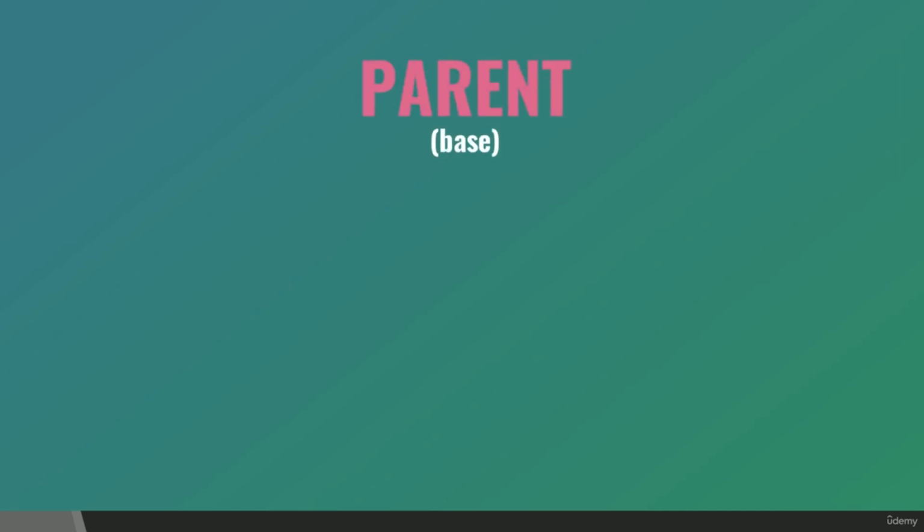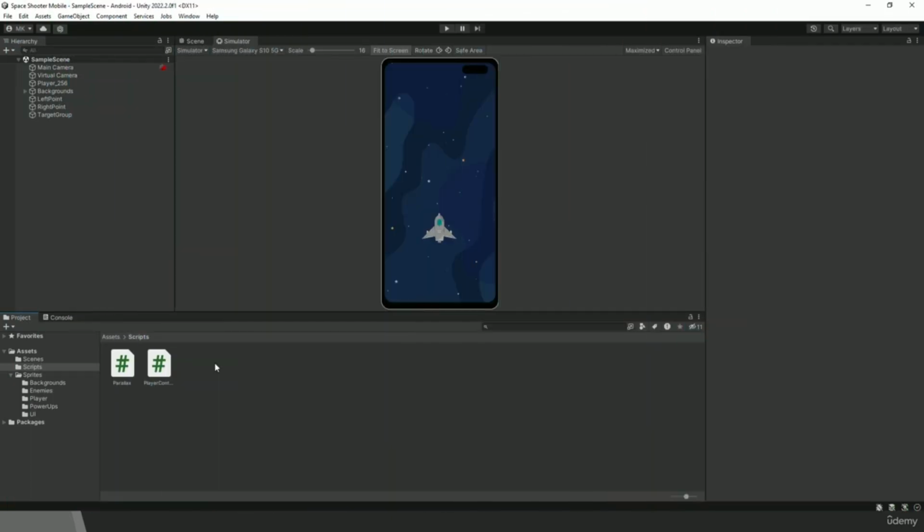We create a parent, also known as a base class. Then we create child classes. Child classes will inherit variables and functions from the parent class. In addition, child classes can have their own variables and functions. Let me show you an example.